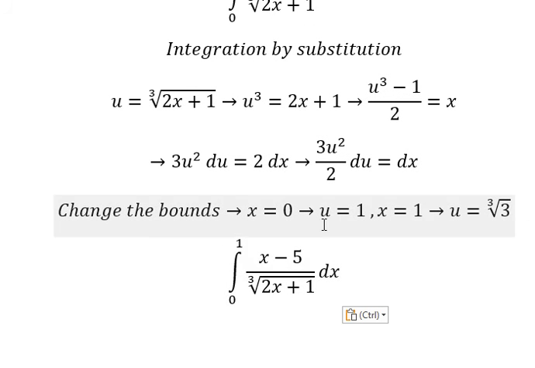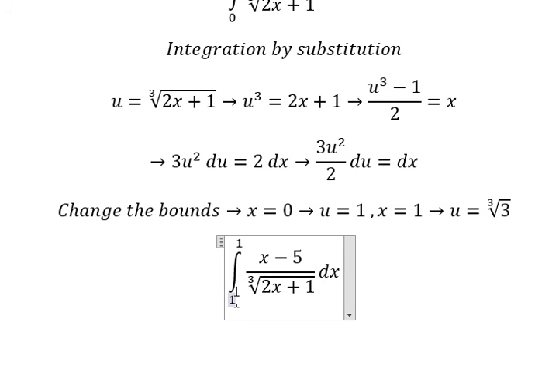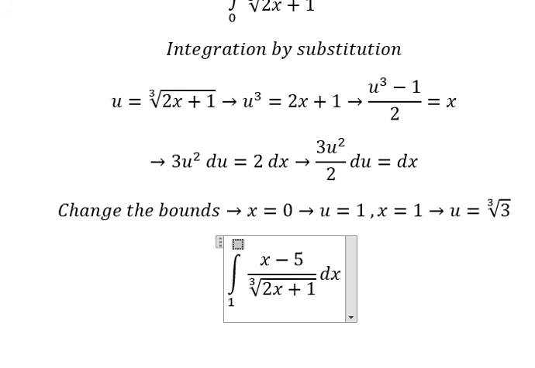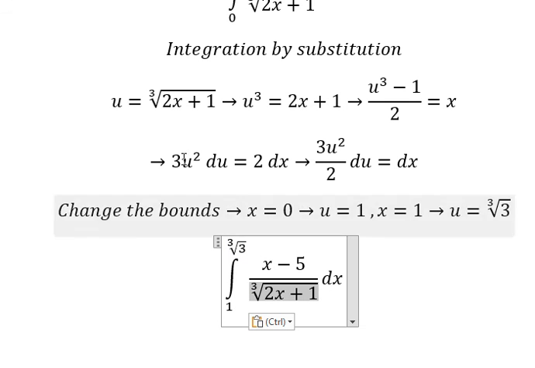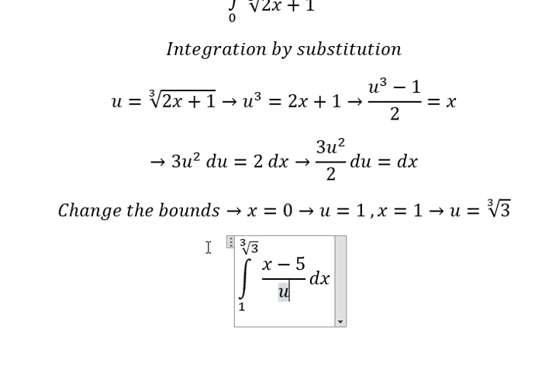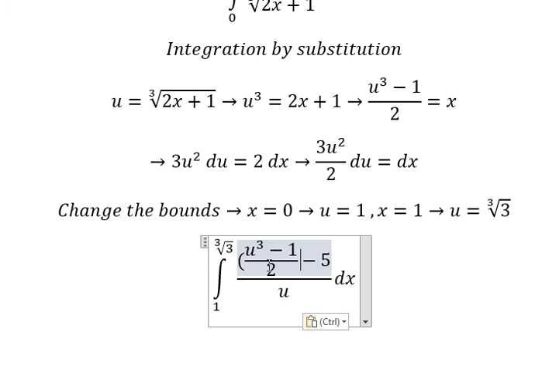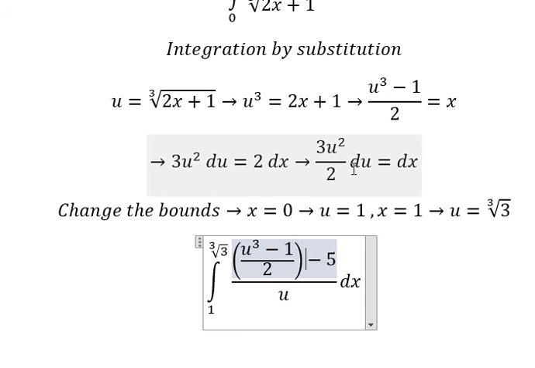So number 0 we change by number 1. Number 1 we change by this one. This one we change by u. x we change by this one. The x we change by this one.